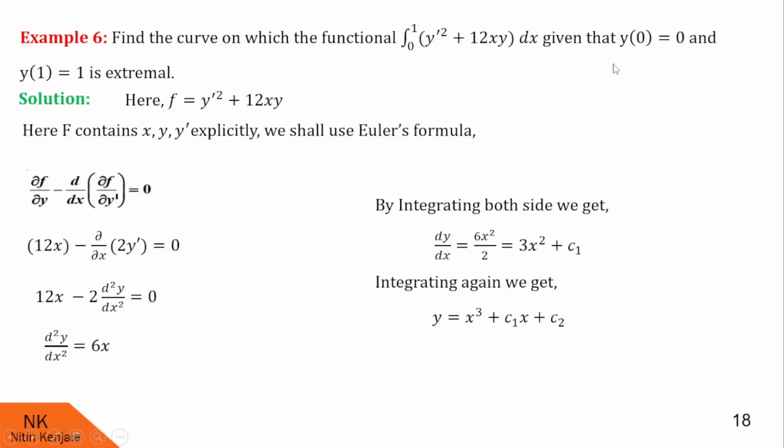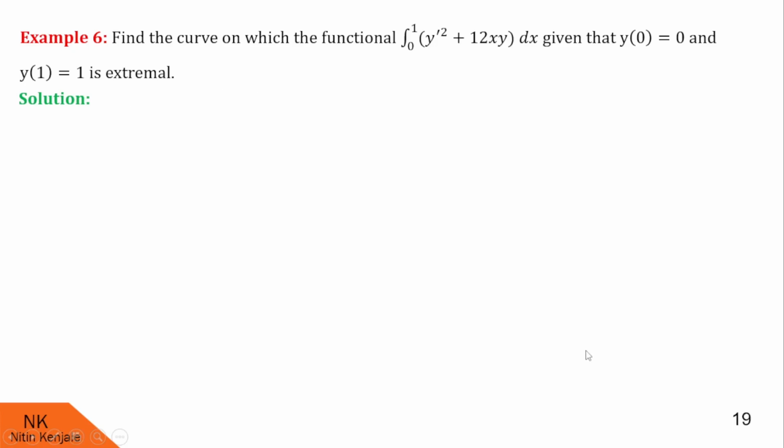Next, we have to use these initial conditions to find the values of these constants c1 and c2. Let us use the first condition. Substitute x equal to 0 and y is equal to 0 over here. So when I do so, I get 0 is equal to 0 plus c2. So c2 becomes 0.